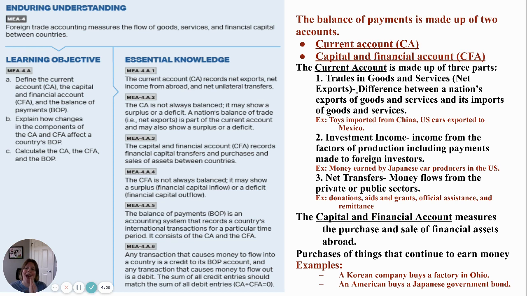So these are purchases of assets that will continue to earn money. An example would be if you bought a factory in Ohio, that would continue to earn money. Or if you bought a foreign bond, a Japanese government bond, that would continue to earn money in the future. So how I remember is that the current account is stuff that's going to be currently bought, sold and used. The capital and financial account is going to be financial assets, stuff that will continue to earn money in the future.